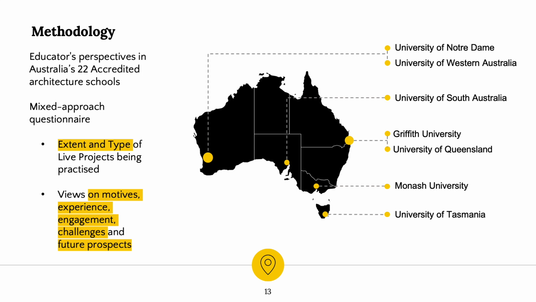Following a snowball process, the questionnaire was distributed to the institution's head of school via email, introducing the topic and requesting the questionnaire be distributed to members of their architectural staff. We had replies from 11 live project educators representing 7 of the 22 accredited universities in Australia. The questionnaire took an average of 63 minutes to complete.